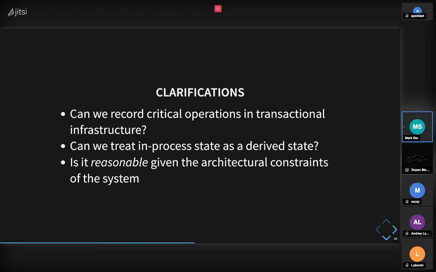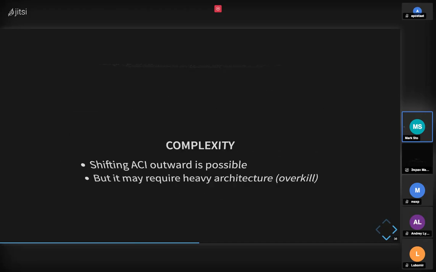Another clarifying question is, can you then treat in-process state only as a derived state, a cache, a projection, or a view that can be restored from the source of truth, and that does not itself have to provide AC guarantees for its operations? And is such a shift reasonable given the architectural constraints of the system? Does it make the system unacceptably complex or slow or otherwise unfeasible, in the cases that we'll briefly touch in a moment? Let's actually go through them one by one.